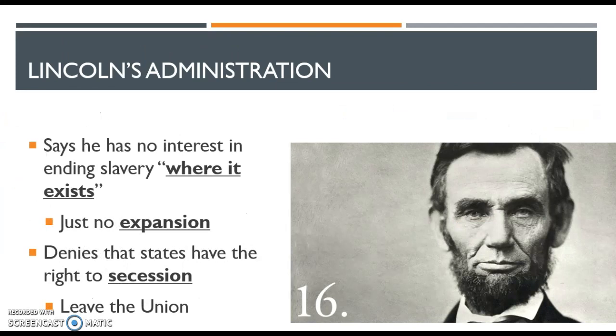Once Lincoln becomes president, he is sworn in and gives an inauguration speech, his first inaugural, where he publicly states he has no interest in going after slavery where it currently exists. He just doesn't believe it should expand. At the same time, however, he denies that states have the legal right to leave the United States. Lincoln doesn't and never will acknowledge that Southern states are no longer part of the United States. He sees them as states in rebellion, not a separate nation.